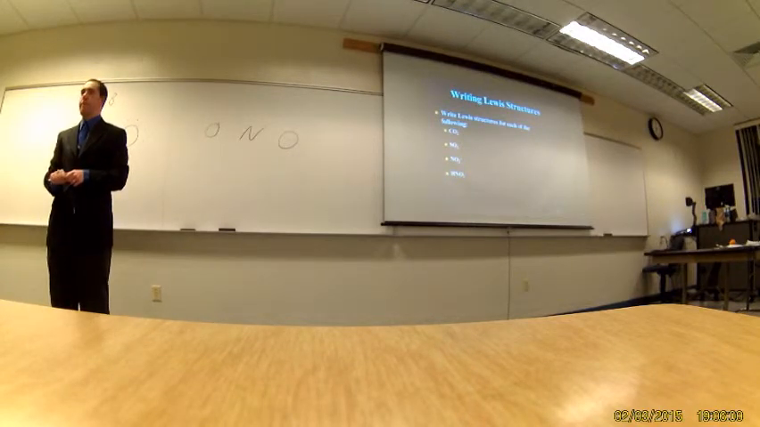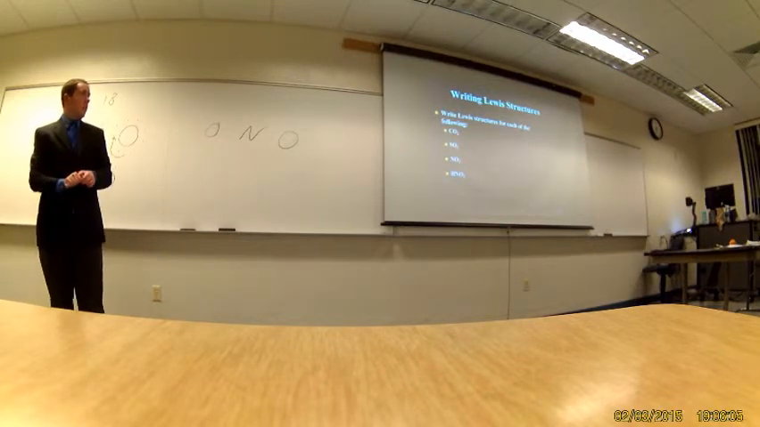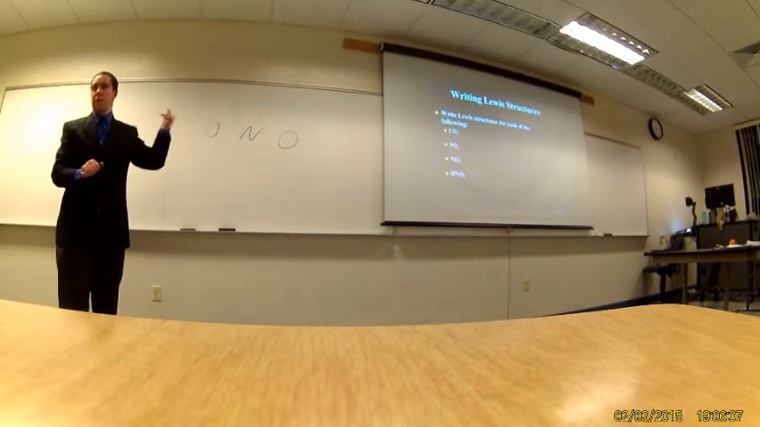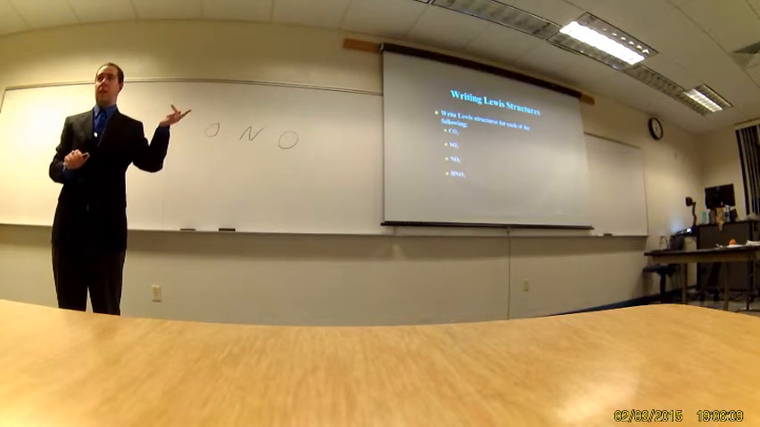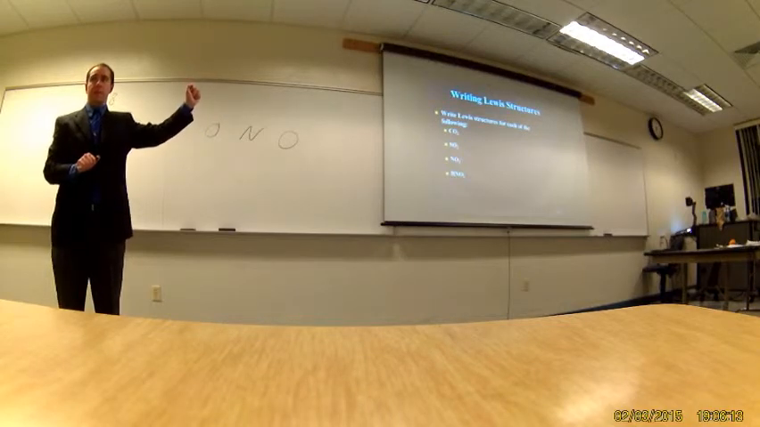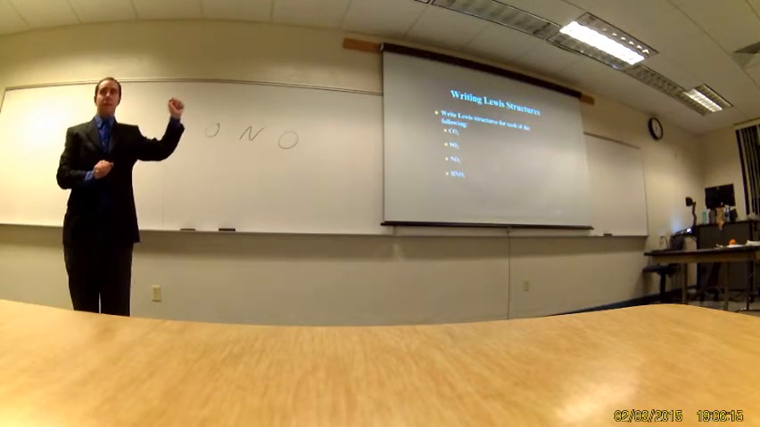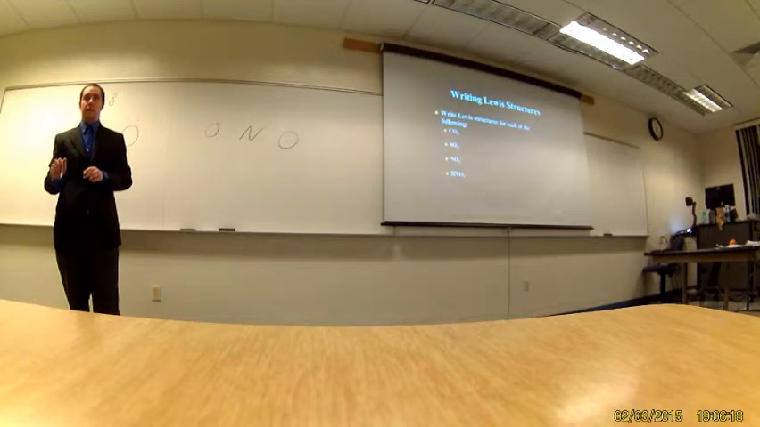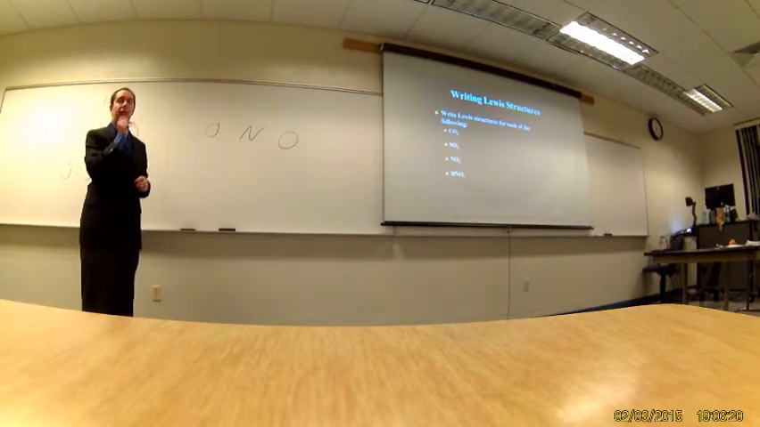Nitrogen has 5. So you have 12 from the oxygens, plus 5 from nitrogen is 17, plus 1 because it's a negative charge. So how many electrons are there? That means there's 18. It has a negative charge, and you can't forget that charge.